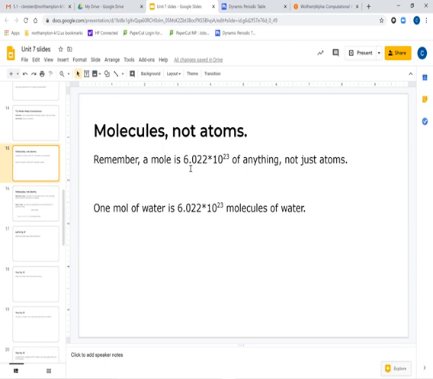Remember that a mole is 6.022 times 10 to the 23rd of anything, which means not just atoms, but we can also do molecules. So 1 mole of water molecules is 6.022 times 10 to the 23rd molecules of water, H2O, all grouped together.